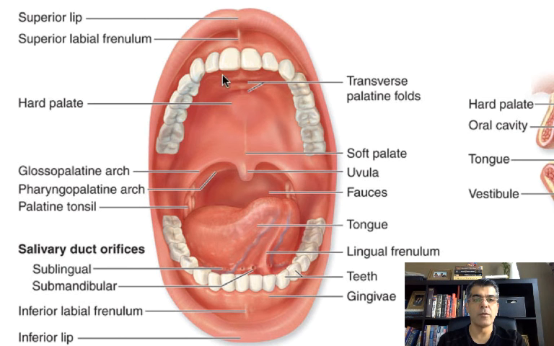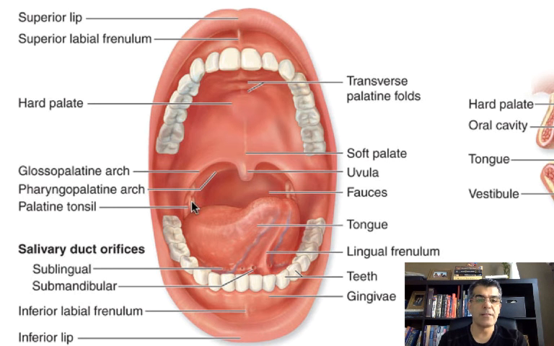We also have frenulum here that attaches your lips to your gum. This frenulum is called labial because it means lip. This is the inferior labial frenulum, and this is the superior labial frenulum.